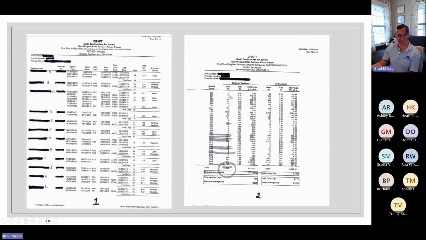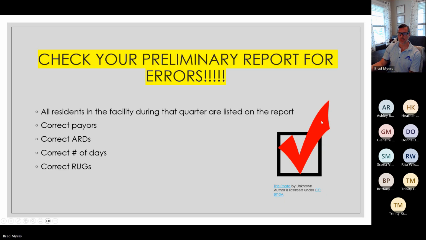They really need to be weeding through this report to find errors, and then send those errors back to the state. I'm always suspicious when I have a facility whose preliminary numbers are always the exact same as their final reports. Are they actually going through and making corrections? So again, that's what the preliminary report is for. We're trying to catch errors.